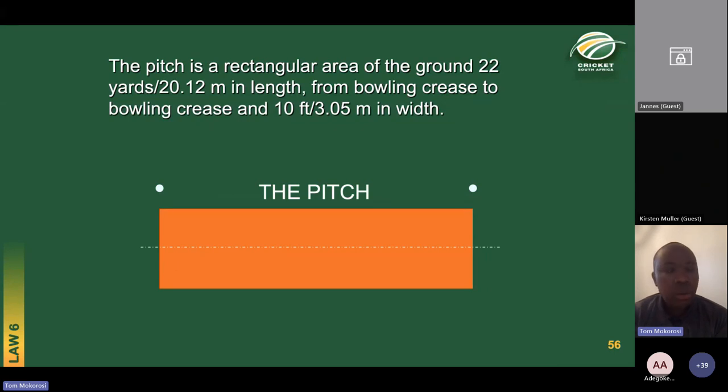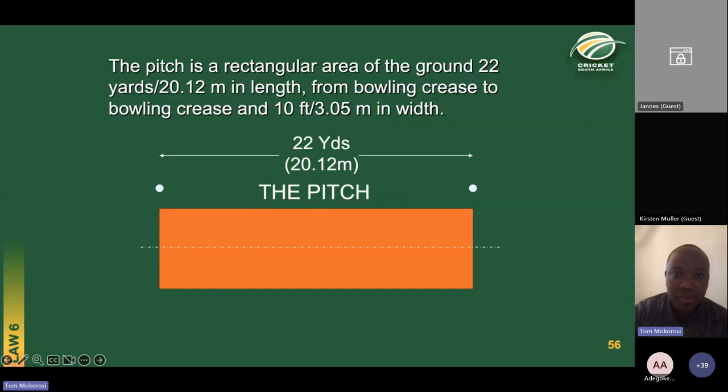And a lot of people ask and wonder, what happens if a pitch is too short or too long? What do we as umpires do? Well, it's pretty difficult to change the pitch or the markings of the pitch, especially if you arrive at a field and you find that the field has been prepared the day before, and so there is no ground staff to assist you in trying to adjust incorrect pitch markings.